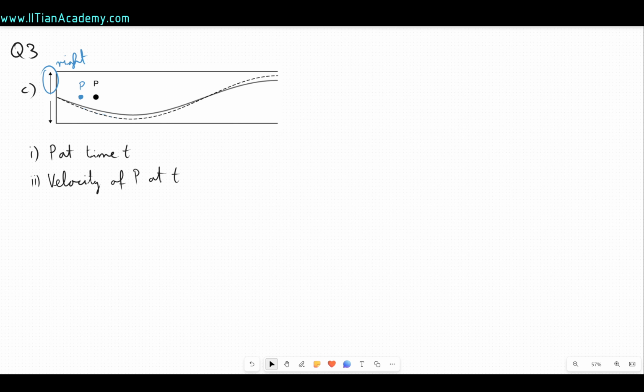And in part C2, we need to draw an arrow to indicate the velocity of P at time t. So what we need to see here is that the amplitude is not at the maximum yet, so there's still more distance, so it can still go further to the left, which means it is going to go further to the left, and therefore it will have a velocity pointing to the left as well.